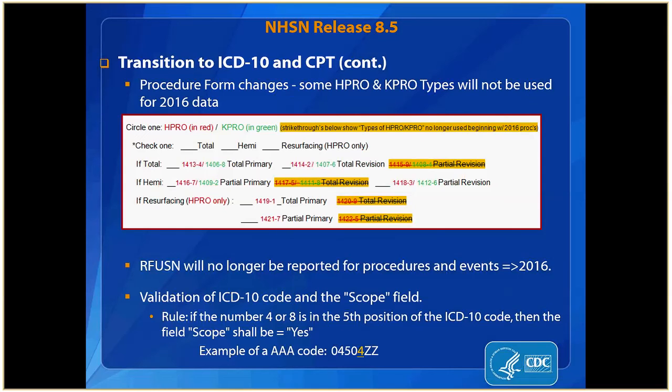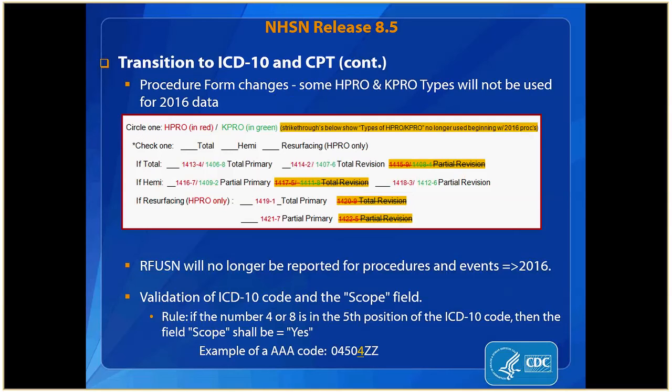So these are more changes that were affected by the transition to ICD-10 and CPT. There's been some procedure form changes. For HPRO and KPRO, some HPRO and KPRO types will not be used for 2016 data on the procedure form. You'll see which ones are scratched out, like partial revision for total. And then once they started thinking about it, it just really didn't make a lot of sense. So this will be beginning in 2016.